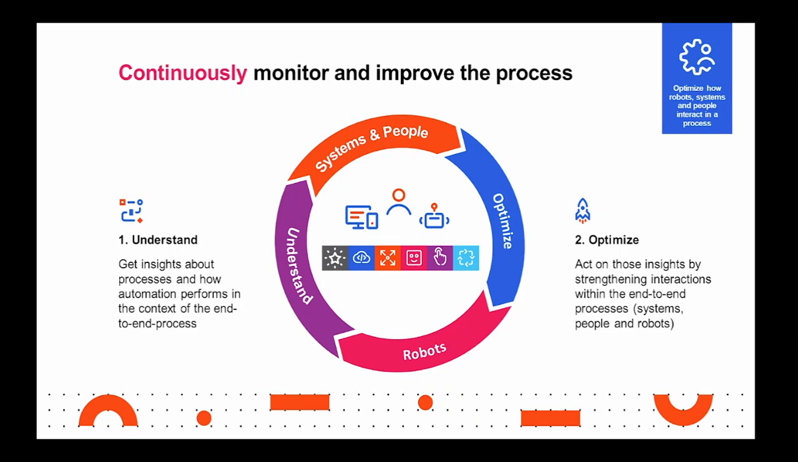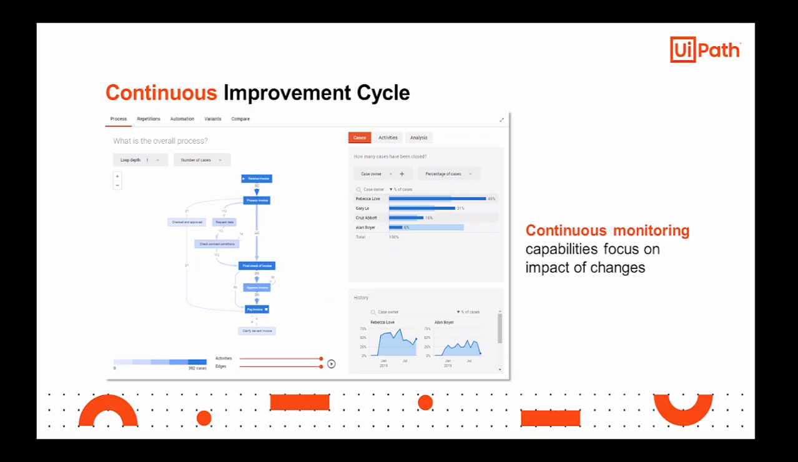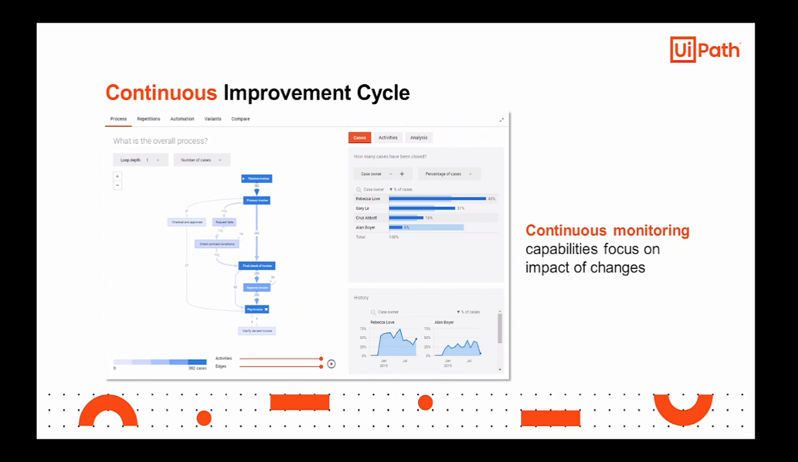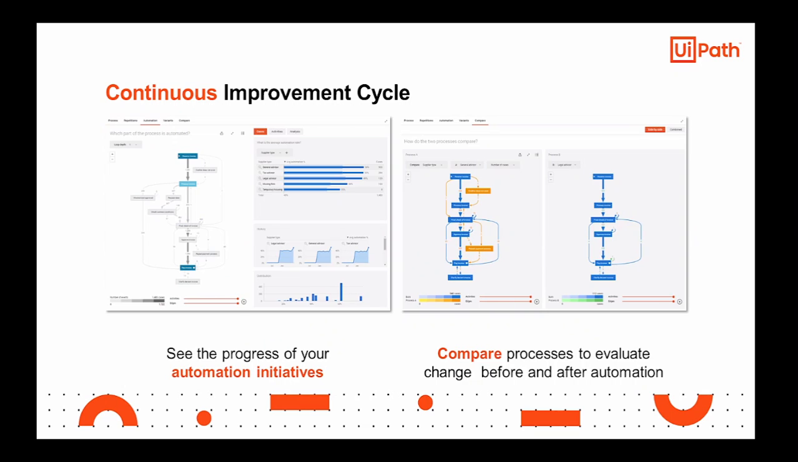The second is to optimize the process using those insights, taking steps to strengthen the interactions between robots, people, and systems. The product contains features to facilitate continuous monitoring of the process, like compare bars and history charts. They make it easy to see the impact of changes on a regular basis, every month, every week, or every day. Continuous monitoring allows you to evaluate your automations in the context of the end-to-end process and compare processes over 2 time periods to better understand the impact of changes.